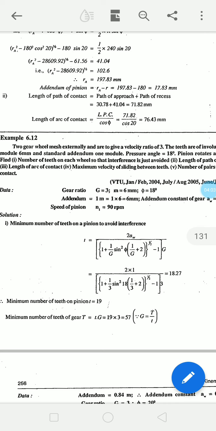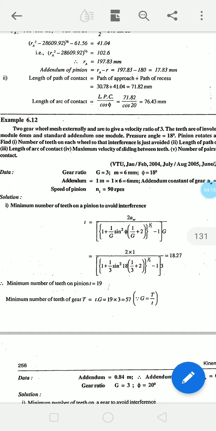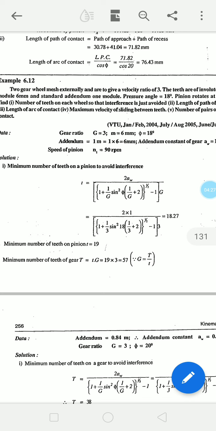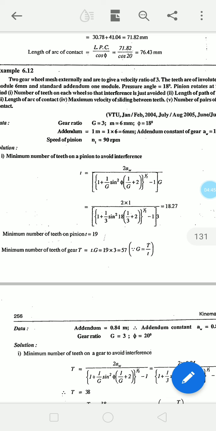Okay, length of path of contact, length of arc of contact. After that, the minimum number of teeth to avoid interference on a gear, and minimum number of teeth to avoid interference on a pinion. This derivation I have derived, and remember that equation. What is that equation? Minimum number of teeth on a pinion to avoid interference: small t equal to 2AW divided by {1 plus 1 by G sin square phi} bracket 1 by G plus 2 close, to the power of 1 by 2 minus 1. So this is for the minimum number of teeth on the pinion.